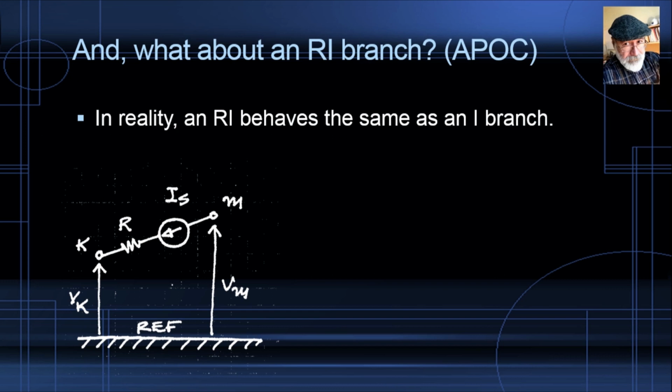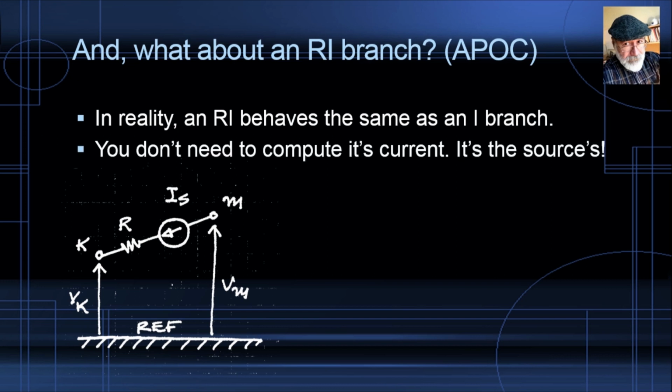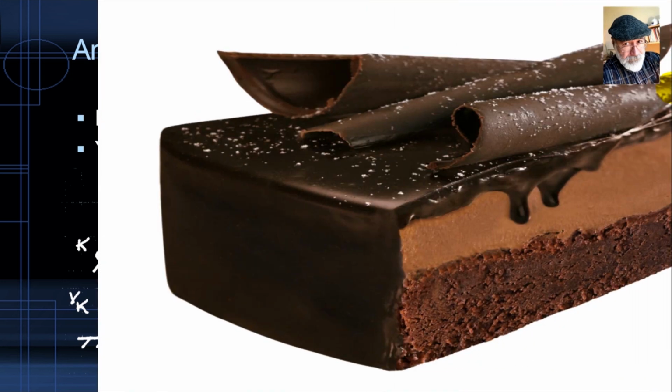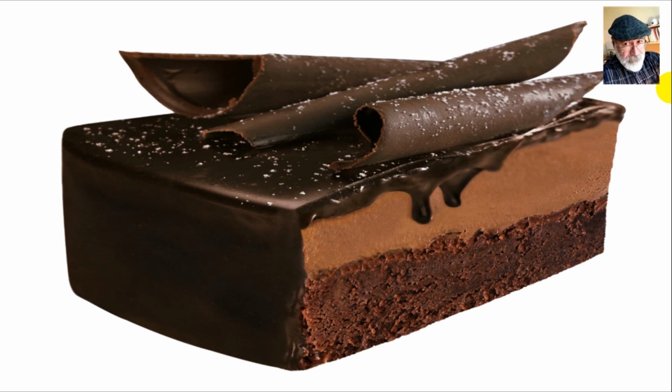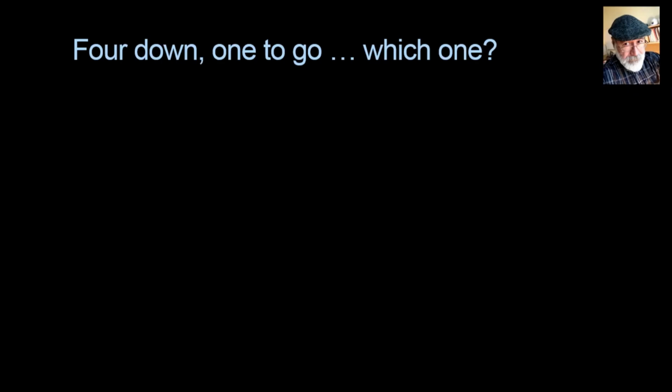I branch, because in this case, we don't need to compute the current. The current in that branch is the current in the I source. That current, I sub S, is the value of the source. A real piece of cake. Gotta love it, eh? 4 down, 1 to go.